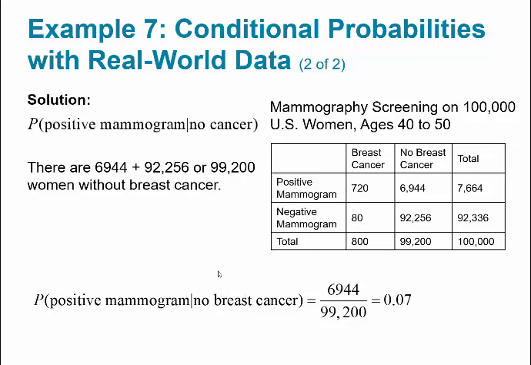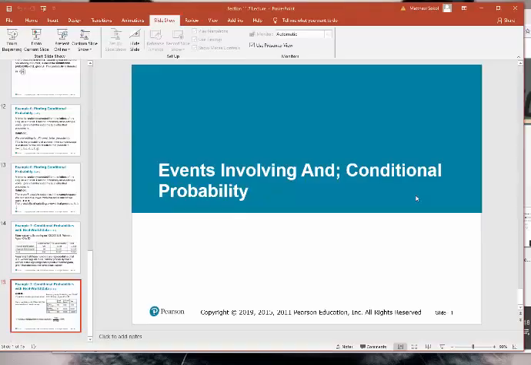All right, so the trick here was to see that I'm telling you that there's no breast cancer, so that total here goes in the denominator, and then you just look at the people who have no breast cancer and look at the number who have a positive mammogram. All right.